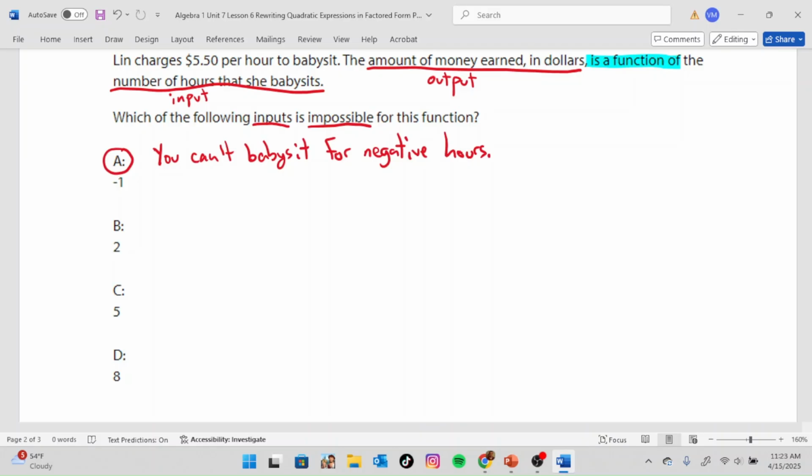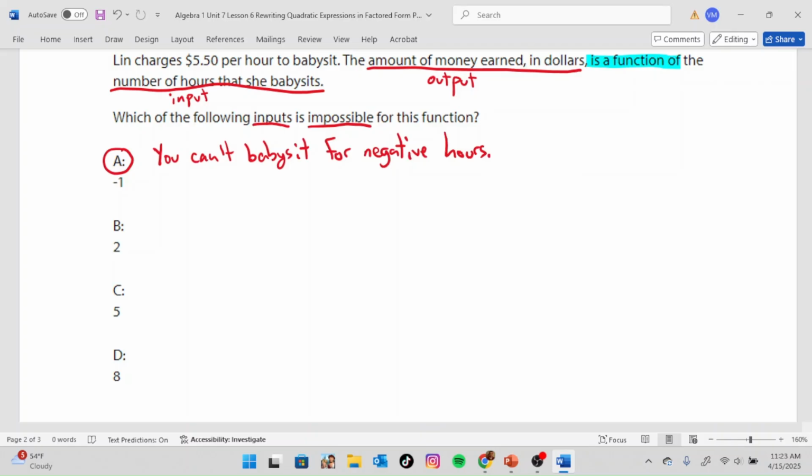So we know that the input for this problem needs to be 0 or greater. And even 0 is questionable whether it makes sense, because if she doesn't babysit, she doesn't make any money. So A is the only one here that doesn't make sense, because the input is referring to the number of hours that she babysits. So that cannot be negative.